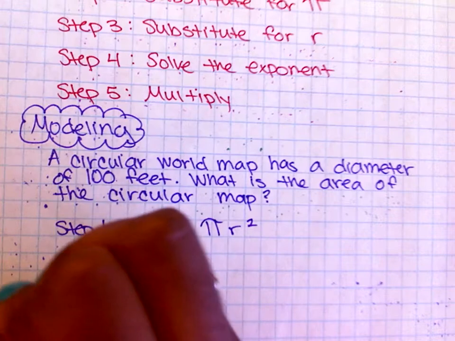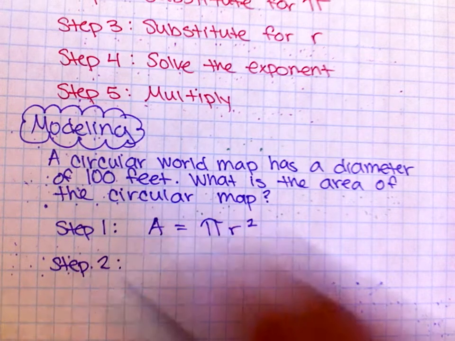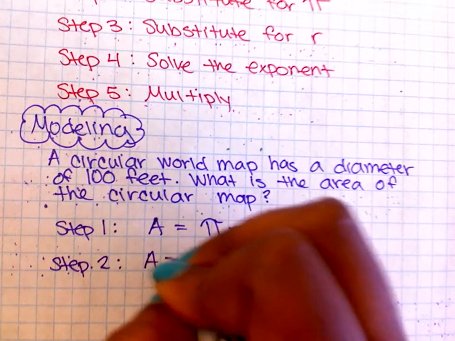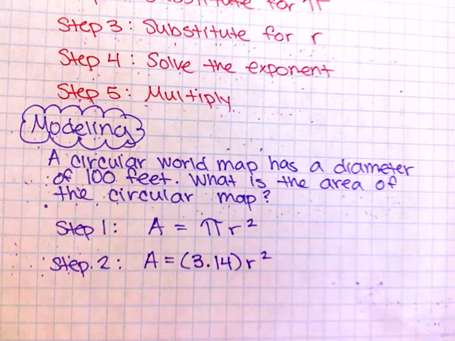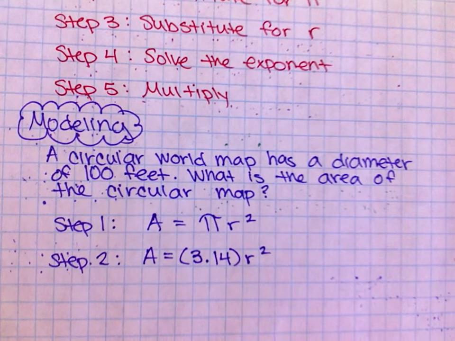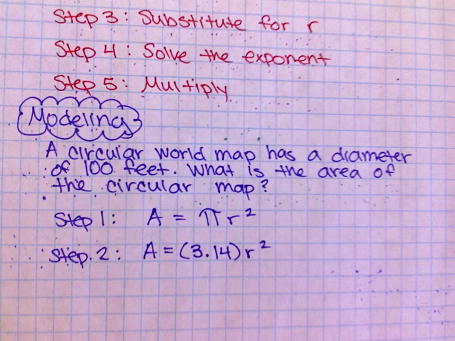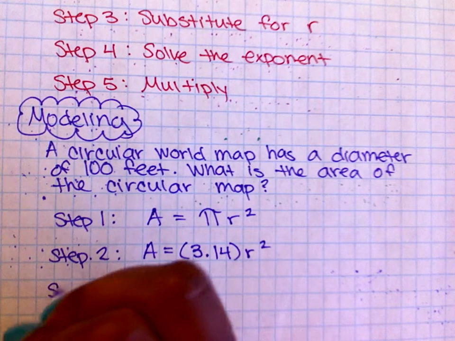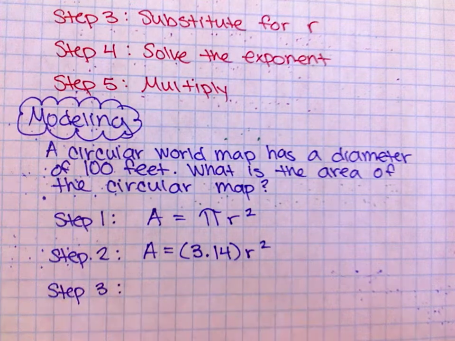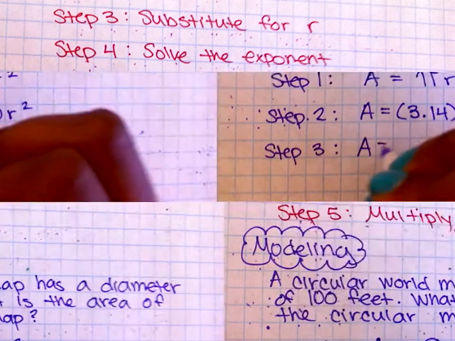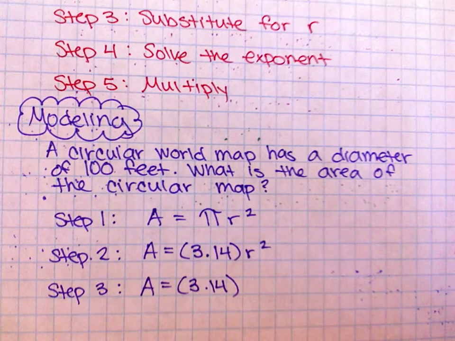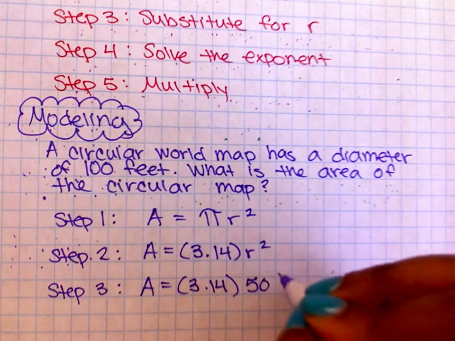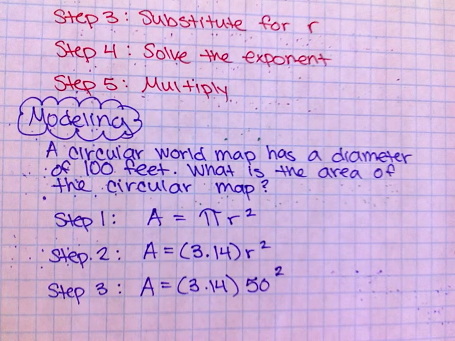All right. Step 2 tells me to substitute for pi. Area equals 3.14 r squared. I'm just substituting for pi right now. Step 3, I substitute for r. Area equals 3.14 times, what's our radius? 50, because it's half of the diameter, right? 50 squared. I hope you're ready. Every single step down.